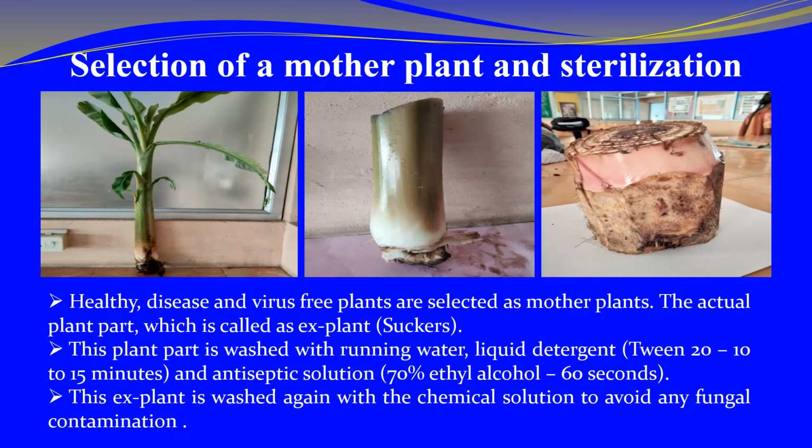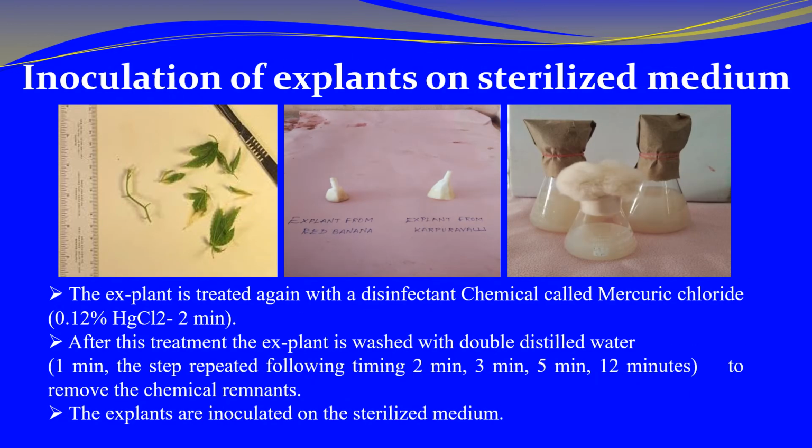Next one is the selection of the mother plant. It is very important for tissue culture, because the sterilization of the plant material is important. The sterilization is accomplished with 70% ethyl alcohol for 60 seconds. Next, inoculation of the explant on the sterilized medium. We have to cut the explant, a root, shoot or any part of the plant, and sterilize it in the humidity chamber.